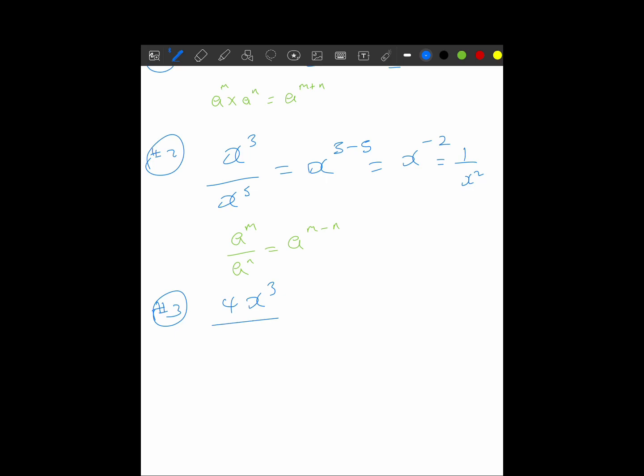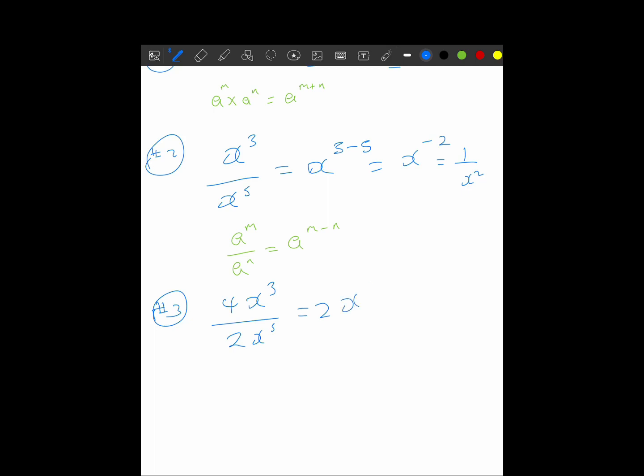4x power 3 divided by 2x power 5. Okay, you got those two ones. So how do you do this? In this case, again, you're looking at exponents. So don't be confused about the coefficient of the base of the exponent. 4 over 2 is 2. 4 divided by 2 is 2.